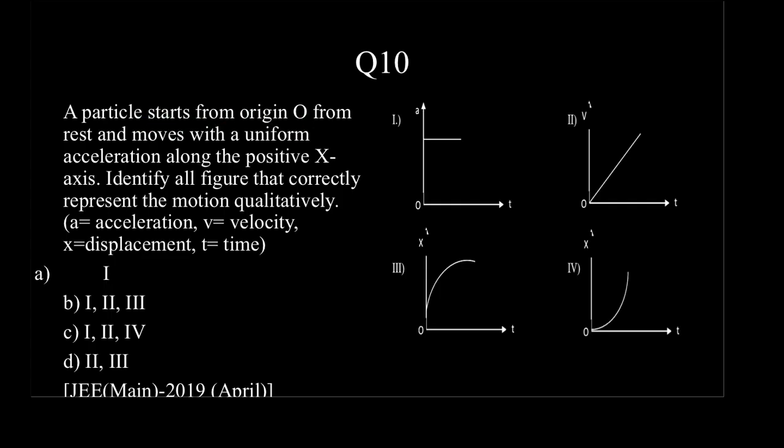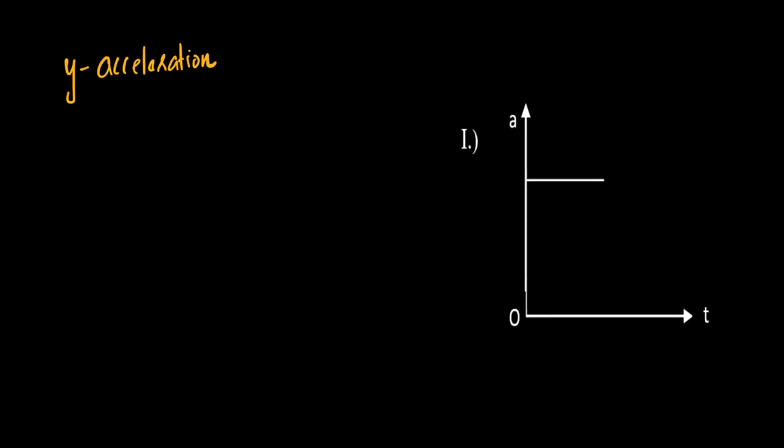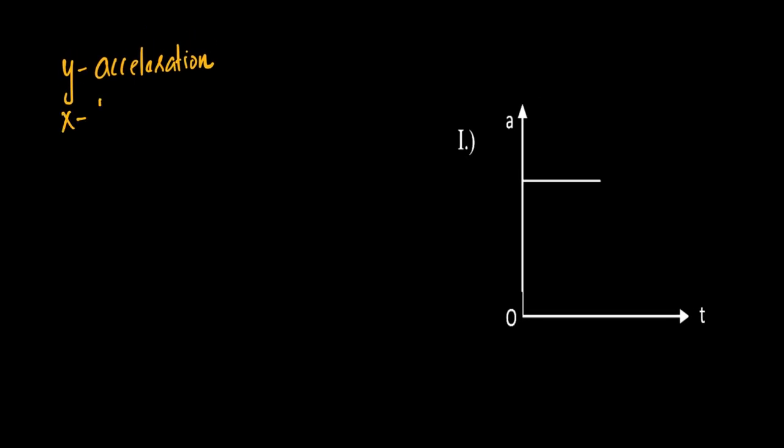A particle starts from origin, from rest, and moves with a uniform acceleration along the positive x-axis. Identify all the figures that correctly represent the motion qualitatively. Okay, so we'll go through each and every figure and try to understand the representation. So this is the first figure given to us. Now, what is the y-axis here? The y-axis here represents acceleration. And what is the x-axis? The x-axis represents the time.